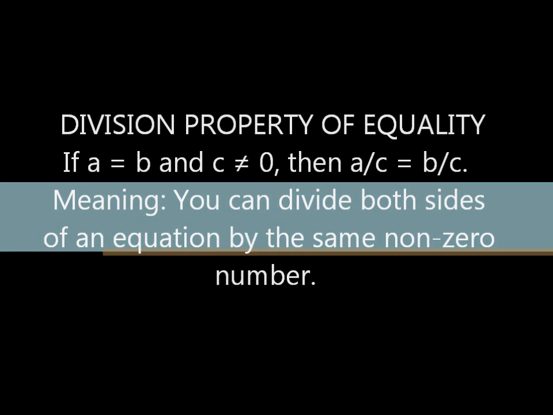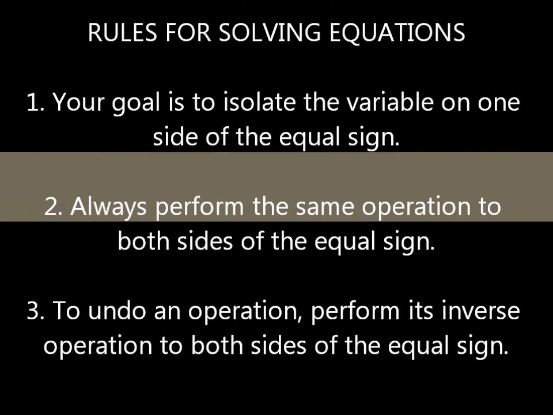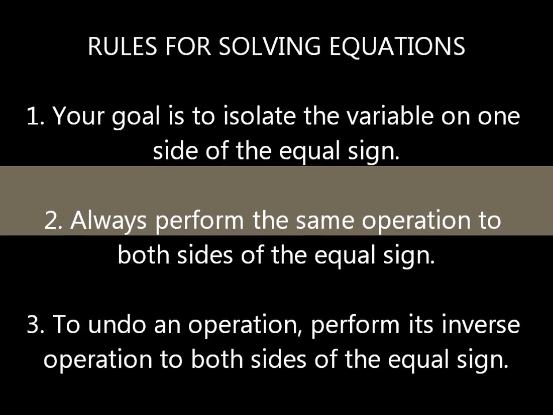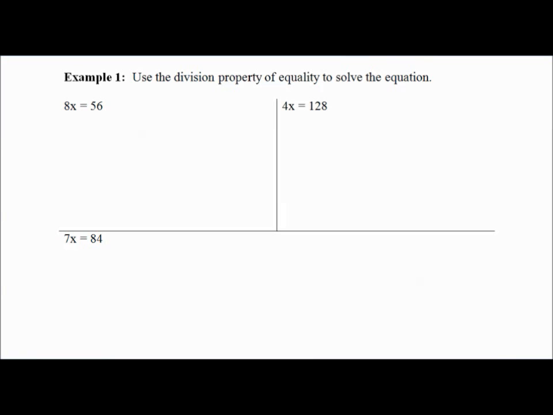Rules for solving equations. Number 1, your goal is to isolate the variable on one side of the equal sign. Number 2, always perform the same operation to both sides of the equal sign. And number 3, to undo an operation, perform its inverse operation to both sides of the equal sign. In this lesson, we're going to learn how to solve equations using multiplication and division.